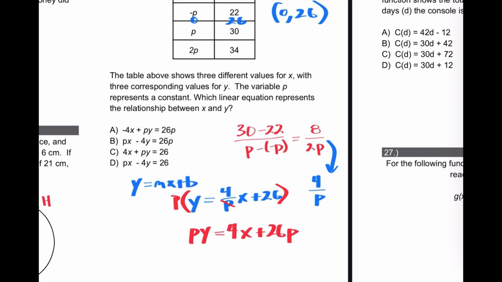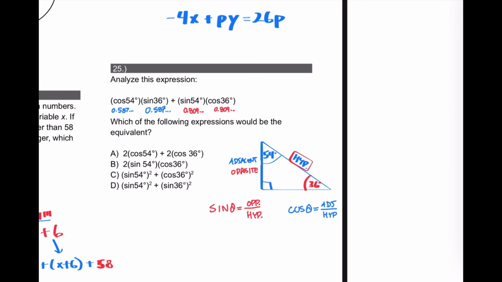And notice that their answers are all in standard form with x on the left side. So if I move the x over here, I get negative 4x plus py equals 26p. We notice that my answer is A. Those types of problems, again, when they're using constants instead of numbers, the answer choices there look very confusing. But you notice once you follow your steps of finding slope using y equals mx plus b, it's actually not too bad.